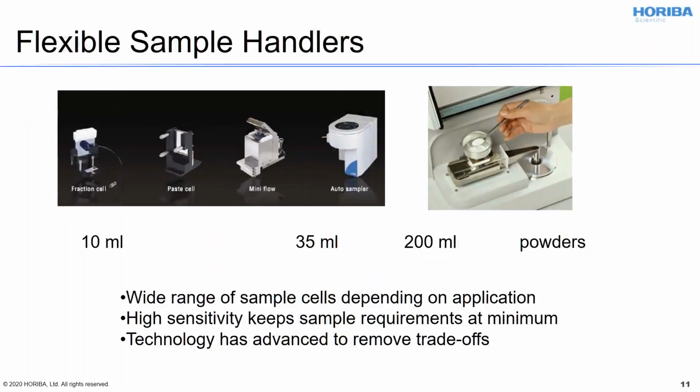Although when I say add a sample, I'm kind of skipping over something that I want to mention in more detail. You really have a lot of different options for a sample in laser diffraction, which adds to the popularity. You have a wide range of sample cells, from very small fraction cells that only need a few ml of dispersion, up to a mini flow, which is good for organic liquids, 35 ml capacity, and 200 ml linear flow system. You can also analyze dry powders.